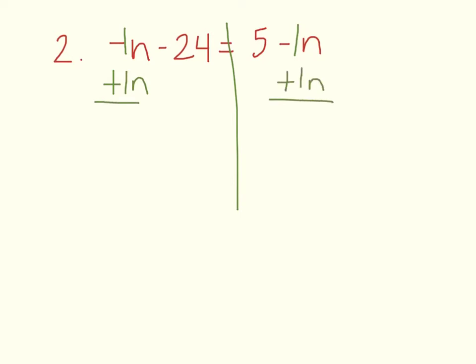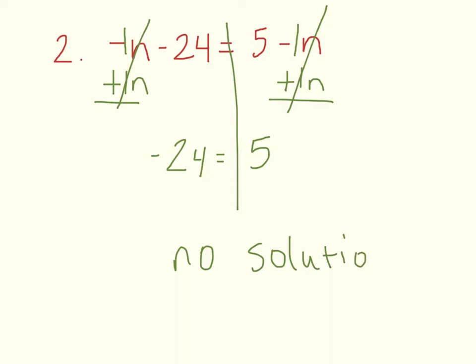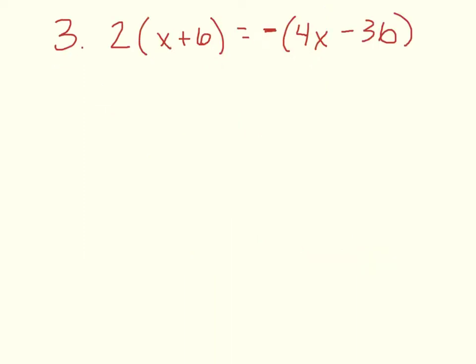Okay, -1n plus 1n cancels. But over here we also have -1n plus 1n, so those cancel as well. So this is what I was talking about, variables canceling. So on the left side we're left with -24 equals, on the right side, 5. So once the variables are gone, there's no more letters. Okay, we say, does -24 equal 5? No, that doesn't, so this is called no solution. If it would have been 5 equals 5 or -24 equals -24, we would have called that identity. Okay, let's try another one.